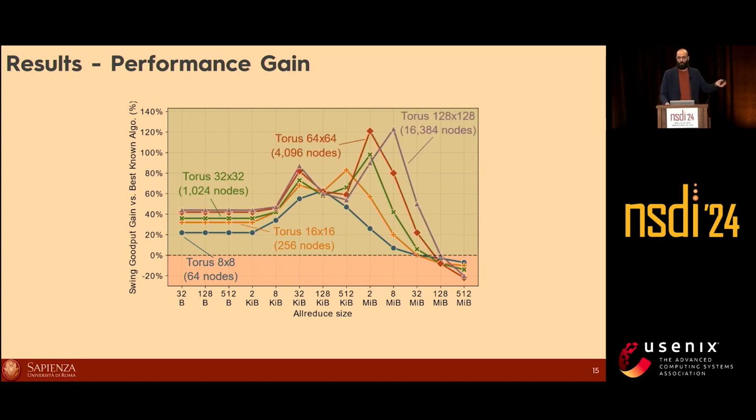So we tested it up to 16K nodes. We observed the largest negative gain of 22% for very large Allreduce. Now, it's important to say that we proved in the paper that this is the lower bound. So this doesn't get worse than that. And in the best case, a maximum gain of around 120%.